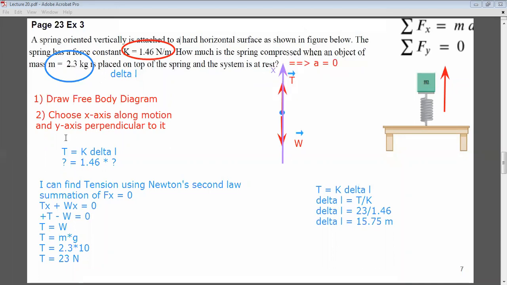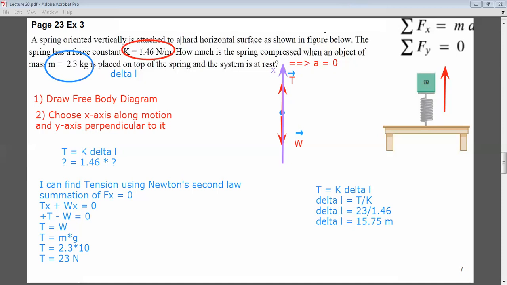Okay, and then how did I solve it? I solved it using summation of Fx equal to 0, because acceleration is 0 since the object is at rest. Tension is along the positive x-axis, all of it, so Tx is plus T. W is also on the x-axis, but in the negative direction, so it's minus W. I solved it to find the tension, then from the tension, I got delta L.